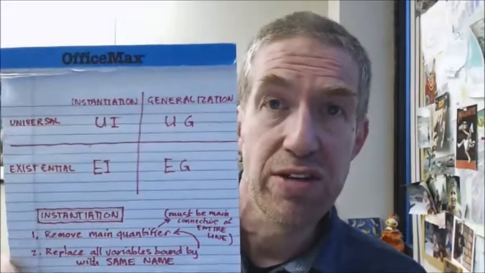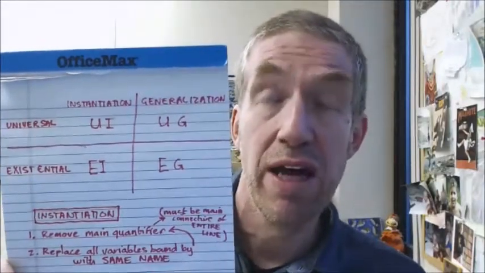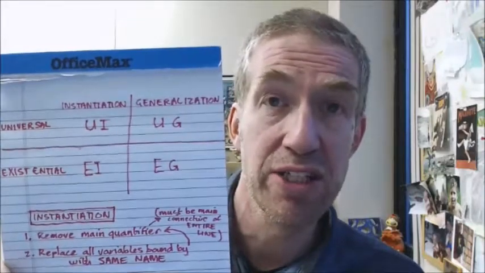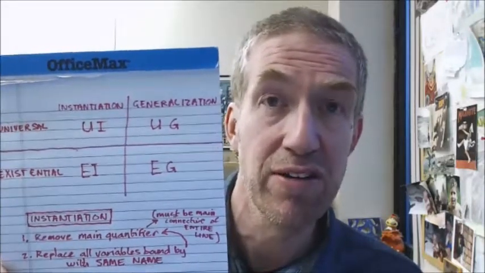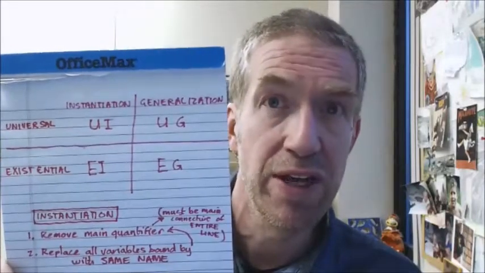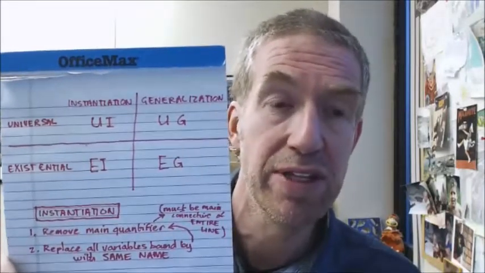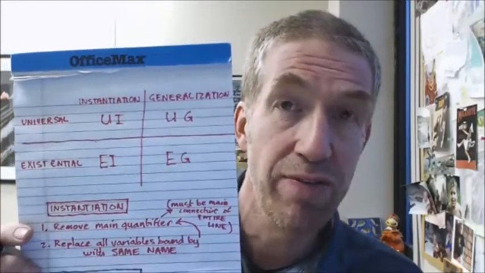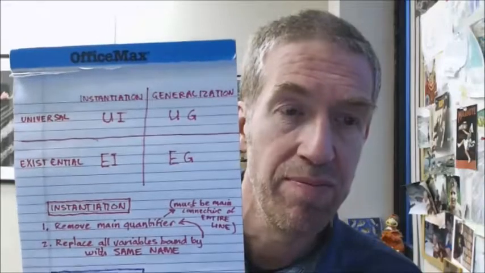Like with simplification. Simplification is another rule of inference, and if a line has a conjunction in it, but it's in parentheses and it's not the main connective, then you can't do simplification. Okay, it's only if the conjunction is the main connective of the entire line. All right, so remove the main quantifier, provided there is one.